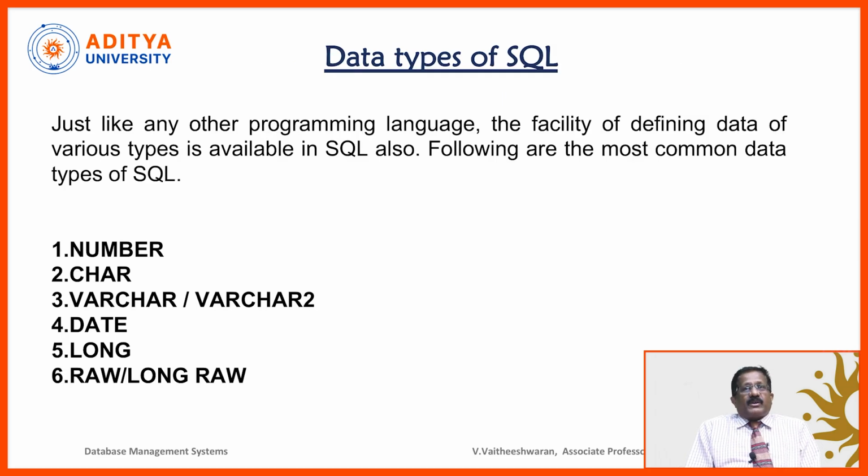What are the data types of SQL? Just like any other programming language, the facility of defining data of various data types is available in SQL also. Following are the most common types of SQL. First one, number. Second, char. Third, varchar or varchar2. Then date, long, raw or long raw.